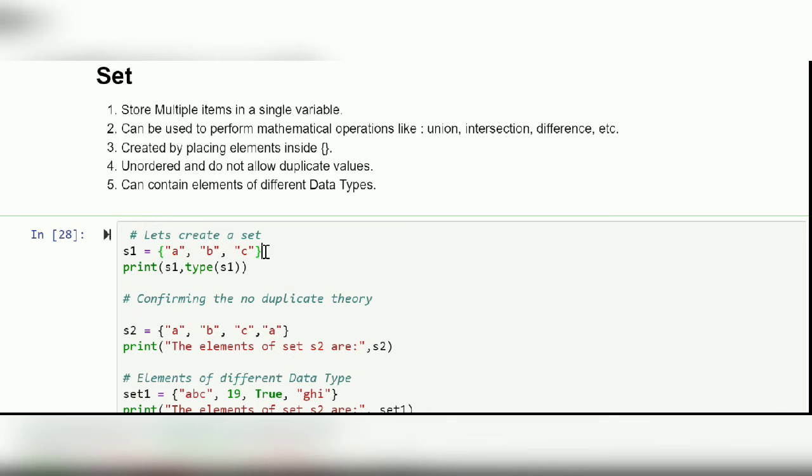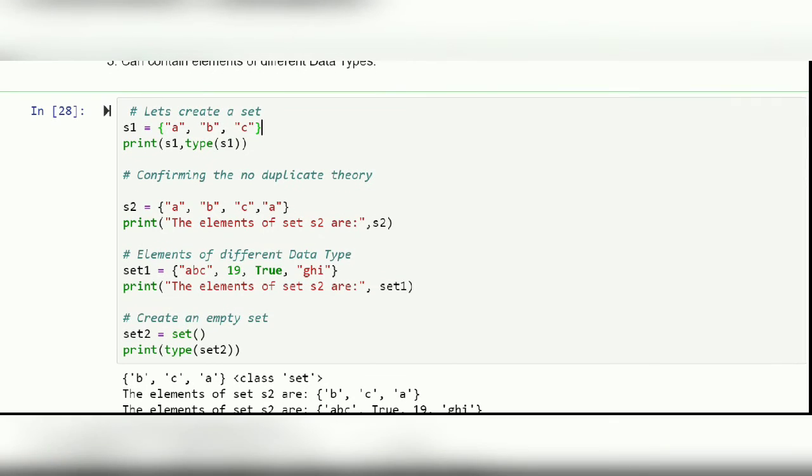But the peculiar feature is sets are unordered, meaning there is no particular order every time you return a value from a set, or every time you fetch a set. So there is no particular order of the elements, and they do not allow duplicate values. So that was a theoretical part. Let's see this through a very practical example.